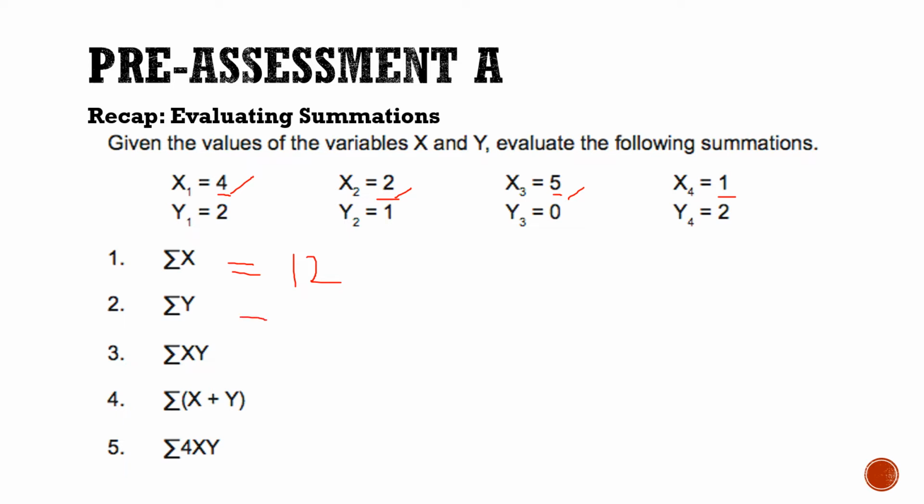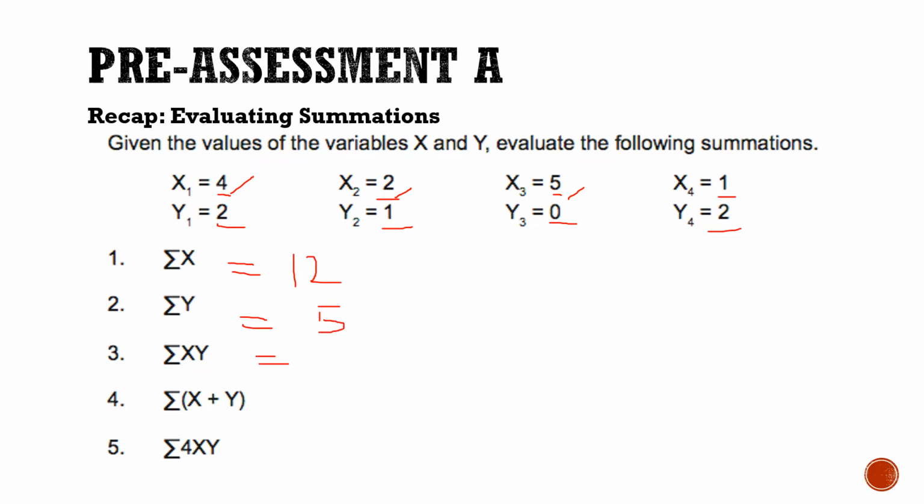For the summation of y, there's a given y sub 1, y sub 2, y sub 3, and y sub 4. We need to get the total of these 4 y values. We simply add 2 plus 1 plus 0 plus 2. That will be equal to 5.